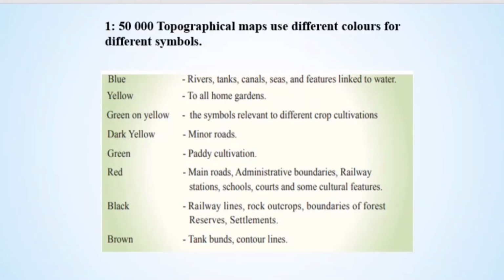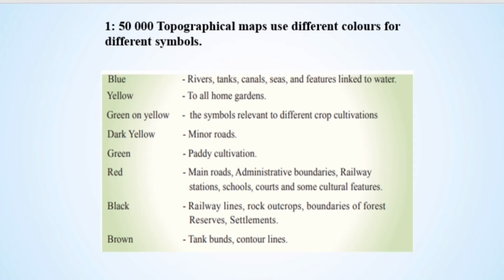In 1 to 50,000 topographical maps, different colors are used for different symbols. Blue: rivers, tanks, canals, seas and features linked to water. Yellow: all home gardens. Green on yellow: the symbols relevant to different crop cultivations. Dark yellow: minor roads. Green: paddy cultivation.